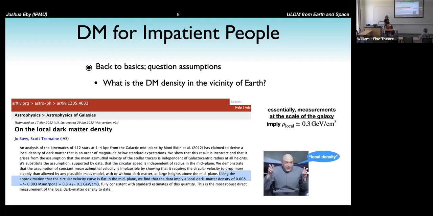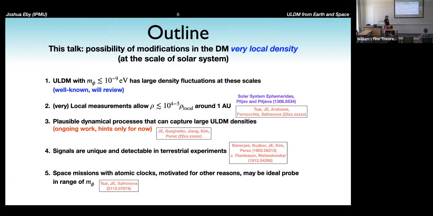So this is what I will call the local density in the usual parlance. But I'd like to distinguish it from what I will call the very local density, which is essentially the possibility that in addition to this large scale dark matter halo, there are overdensities at the scale of the solar system. None of the observations that I've described to you would be affected by this, because the average dark matter density across the whole galactic midplane would be the same, right?